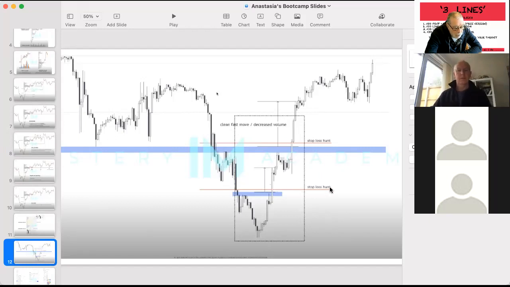And she's pointing out that the possibility is that they're looking for stop losses. Stop loss hunt there, stop loss hunt there. So taking out stop losses.